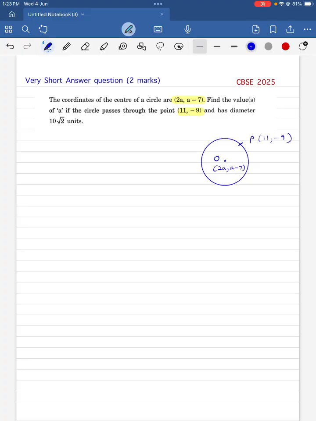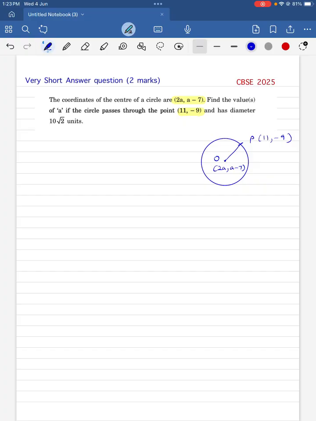Now, why can I mark this on the circle? Because they've said that the circle passes through the point (11, minus 9). Okay, so let's now join these 2 points. And if I join OP, the length of OP would be the radius of the circle.